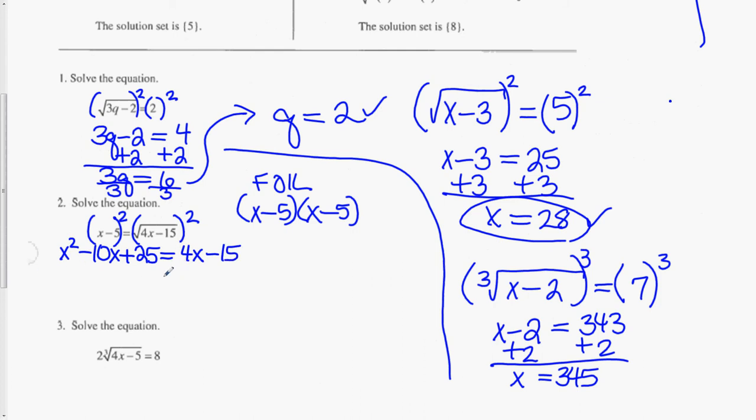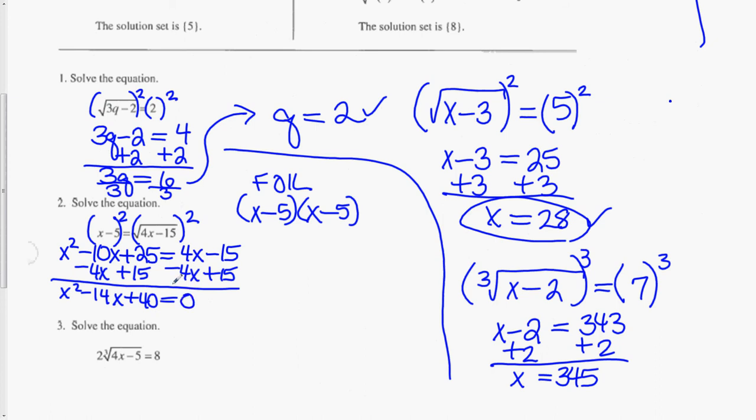So now, since this is a quadratic, it's a squared, I cannot just solve for x. I need to bring everything over, and then we're going to factor. So minus 4x plus 15. So x squared minus 14x plus 40 equals 0.